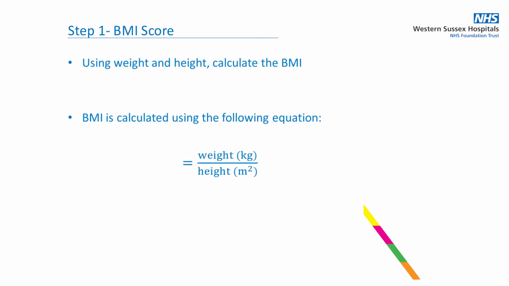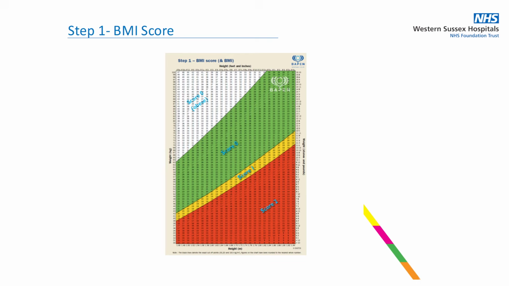BMI. Using the weight and the height that you've measured, calculate the individual's BMI. You can use this calculation: weight in kilograms divided by their height in meters squared. Or you can use our BMI score chart on our website.